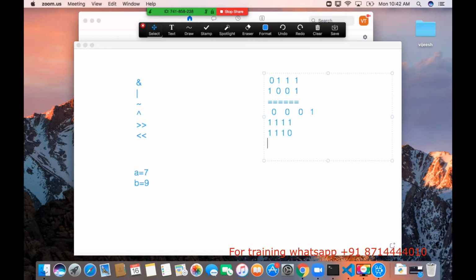And NOT means not A. If you provide something like not A, what will happen? This is the value of A, right? So it will negate 0 to 1, 1 to 0, so it becomes 1, 0, 0. That is the use of NOT.